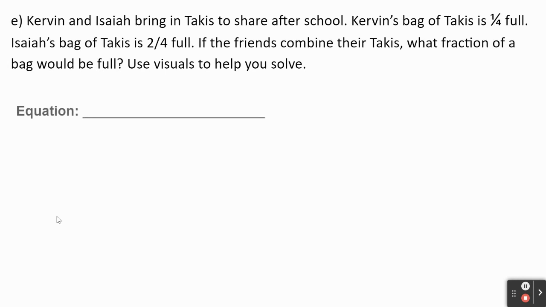First, let's create an equation. Well, if we look back in the problem, it says that these friends are combining their bags of Takis, which means they're putting them together. So we're going to be adding the amount that each friend has. Kervin's bag is 1/4 full, so the first addend is 1/4. He's combining it with Isaiah's bag, which is 2/4 full, so we're going to be adding 2/4. Let's use visuals to help us add these together.